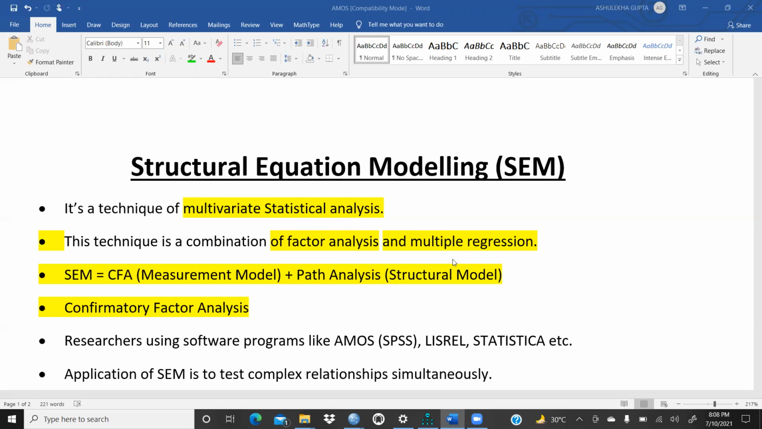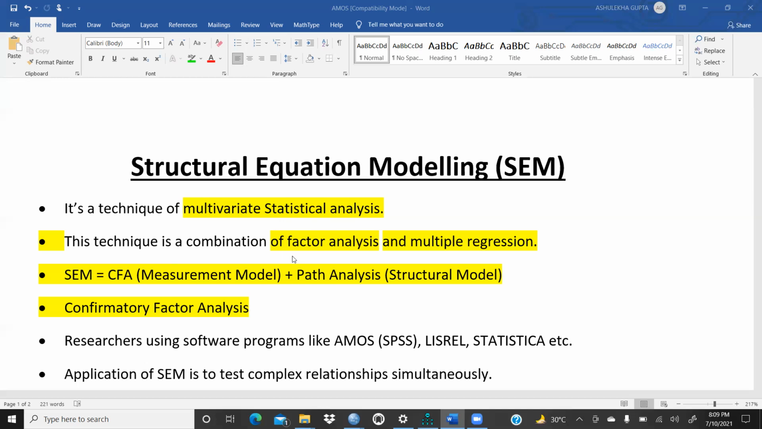So I would suggest that those who would like to apply structural equation modeling first go through the factor analysis and multiple regression videos. Then after that only they should go for structural equation modeling. And definitely when I upload some cases on AMOS software, I will do the numbering, number 1, number 2, number 3. So in that sequence only you have to go through these videos.